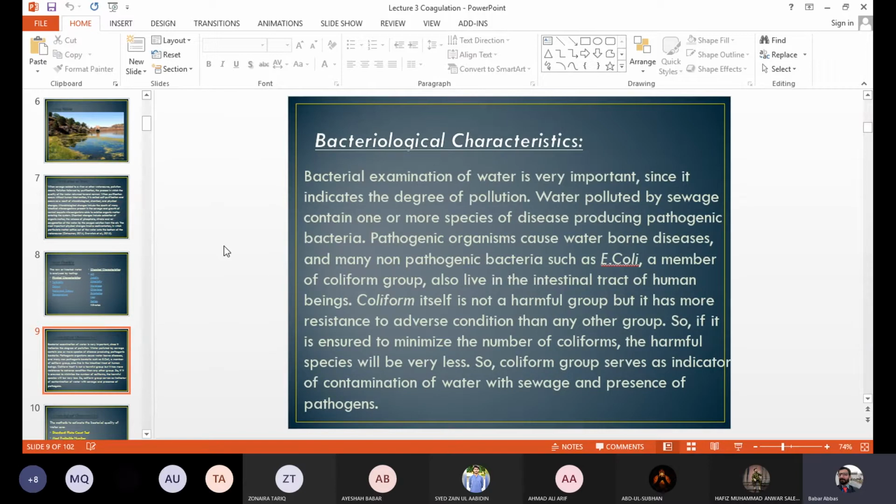Because if it can be removed, then any bacteria can be removed from that water sample through that disinfection process. So it's an indicator, and we must make sure that the value of coliforms in any water sample is zero, then it would be considered as a safe drinking water sample.